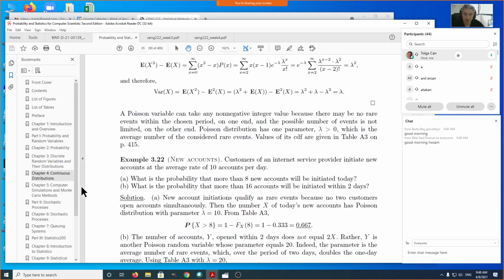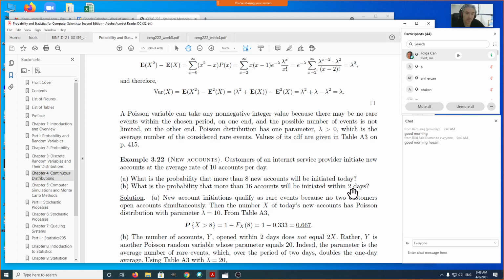New accounts. Part B is an interesting problem that we want to be careful about when we are solving Poisson-related problems. We are given that customers of an internet service provider initiate new accounts at the average rate of 10 accounts per day. So this is our lambda, and lambda is given to us per day. So it has a time unit, which is a single day. Every day we get 10 accounts on average. That's our lambda.